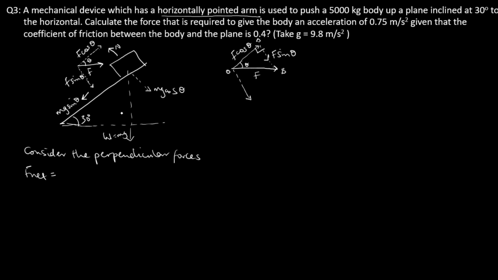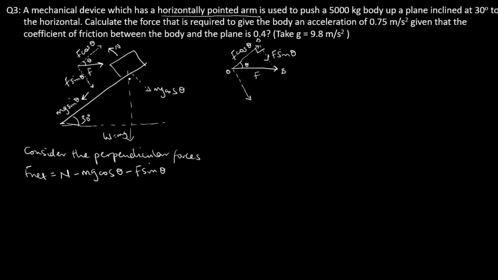Okay, so let's apply that now. We are considering the perpendicular forces, right? Which means we have F net equals, now which one acts upward? It's our N. And then we have our mg cos theta acting downward, so we give it a minus sign. And then there's also a component of the force which acts downward as well. That's F sine theta, so we write minus F sine theta.